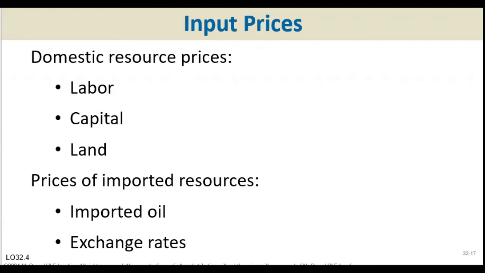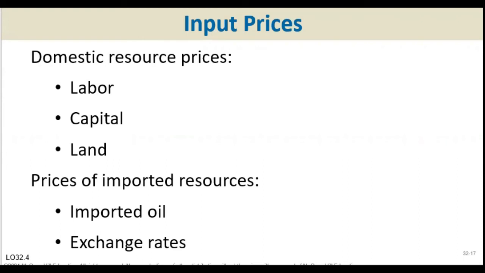Prices of imported resources. Imported resources added to domestic supplies act to reduce per unit production cost. And as the unit production costs are reduced, that will increase the aggregated supply. And an increase in the price of imported resources, such as oil, for instance, will increase the per unit production cost, which will decrease the aggregated supply.